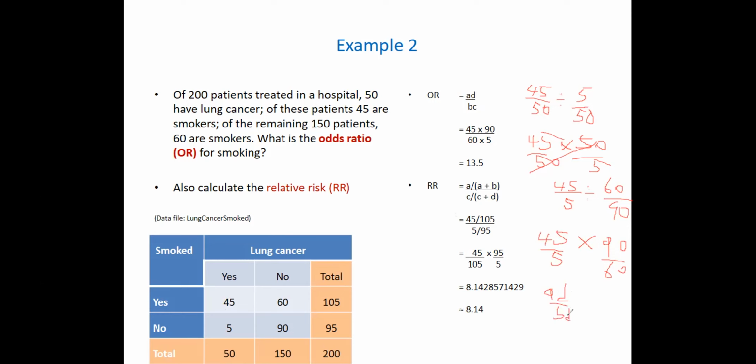A short way is to just say the odds ratio: look at that cell, just cross it. AD over BC. Do you get the picture now? If you do it now, you're going to get something like 30.5. That is the answer, 30.5.